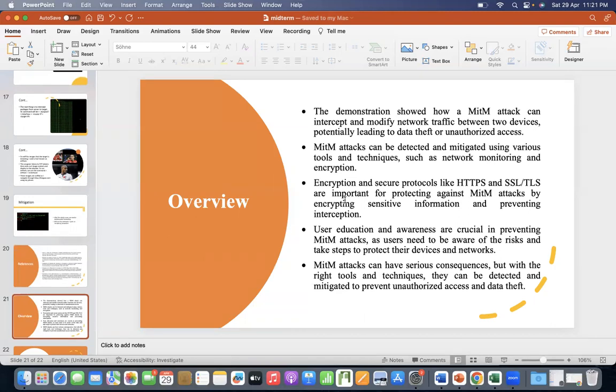By encrypting sensitive information and preventing interception, and with user education and awareness, which are crucial in preventing these types of attacks. These attacks have serious consequences, but with the right tools and techniques, they can be detected and mitigated to prevent unauthorized access and data theft.